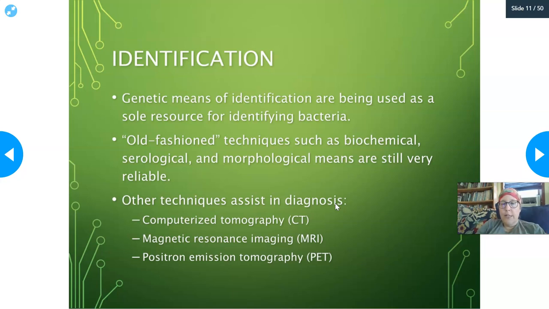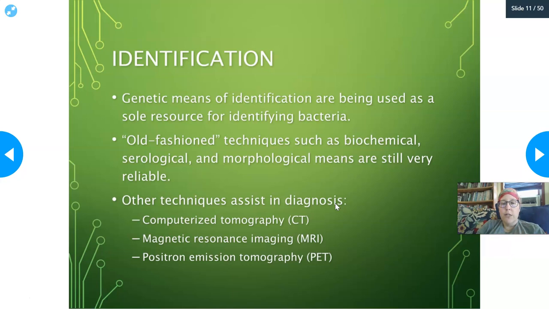But old-fashioned techniques such as biochemical, serological, and morphological means are still very reliable and used. You can quickly do a gram stain and get at least some ideas of what's going on. So even though they're kind of going to the wayside, they are still being used.